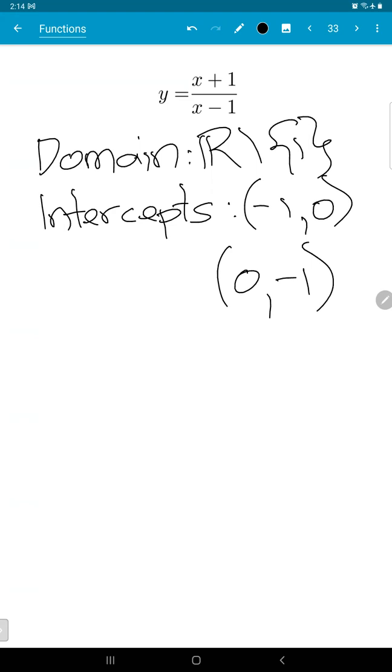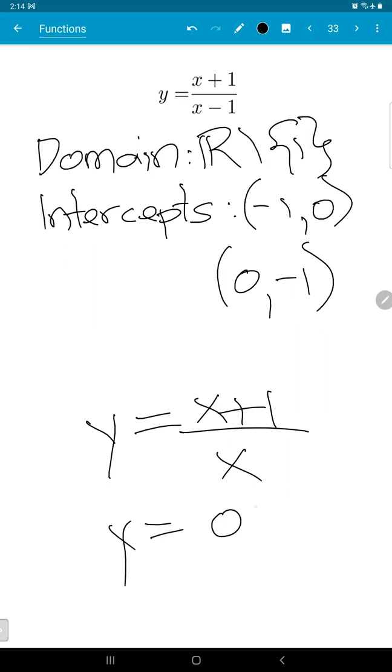Now, just to give you an example of a rational function that does not have a y-intercept, you can consider x plus 1 over x. To get the y-intercept, remember, you have to set x to 0. So if you do that, 0 plus 1 over 0, this is 1 over 0. That's not defined. Therefore, this has no y-intercept. So again, a rational function will have no y-intercept if it is undefined at 0, or rather 0 is not part of the domain of the function.